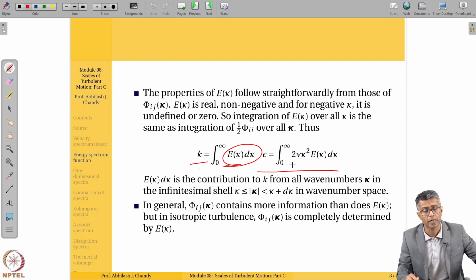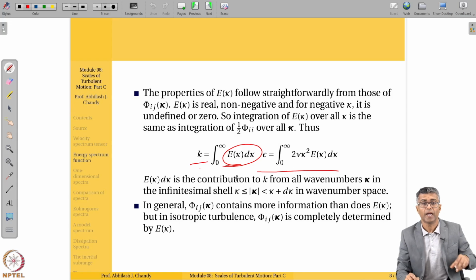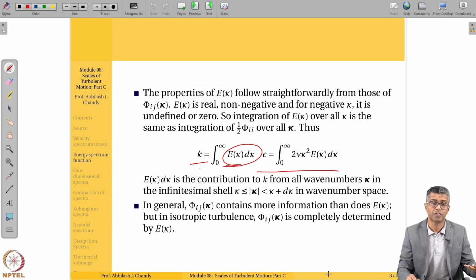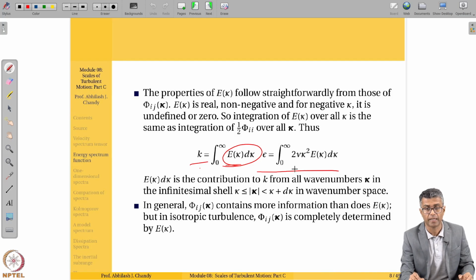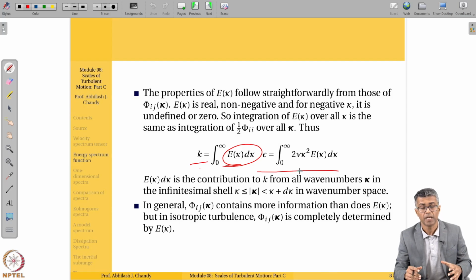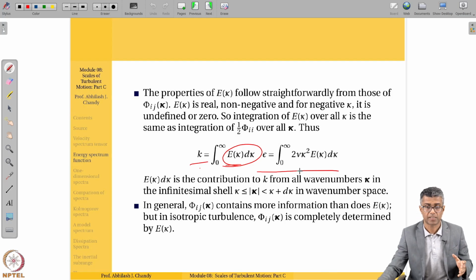So from a loaded velocity spectrum tensor, we boiled it down to an energy spectrum function which only depends on the shell wave number. If you integrate that further, you can get the kinetic energy. And if you integrate that in this manner, you will get the dissipation rate. Okay, so that's where we were at in last class.